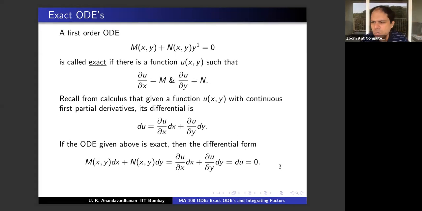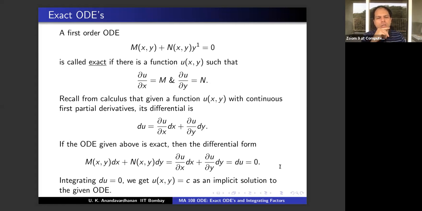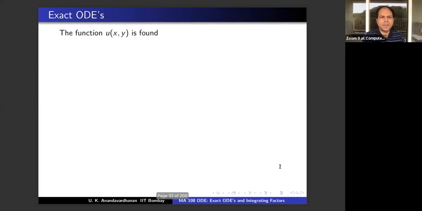But if du equal to 0, what is the solution? Just integrate. So you will get u is a constant. Integrating du equal to 0 with respect to u, you get u of x y is c. And that is an implicit solution to the given equation. Okay. So if it is exact, you have made this definition so that you can easily solve. Okay. So if it is exact, then you can easily solve it. So let's see an example.